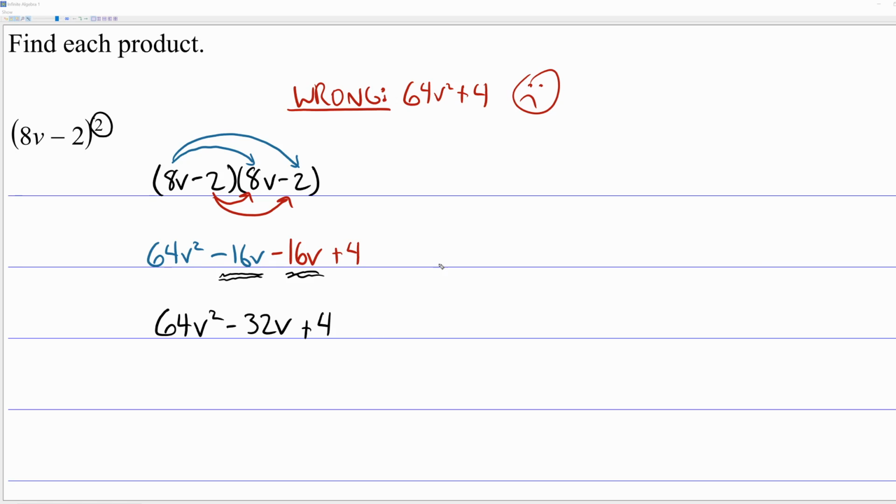So you might be able to see why math teachers get so upset at the mistake I made at the top. Not only is it wrong, it's really missing out something that's fundamental about multiplying polynomials. When you multiply 8v minus 2 quantity squared and you show the work, you end up with these 4 terms. And when you combine the like terms, you see the final answer. It has this negative 32v. So 64v squared plus 4, that's not only a wrong answer, that's a really bad wrong answer. So please don't make that.